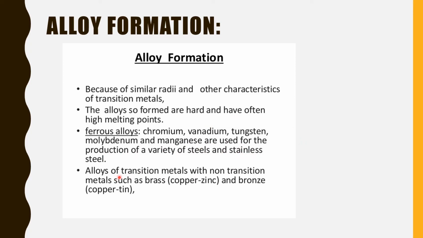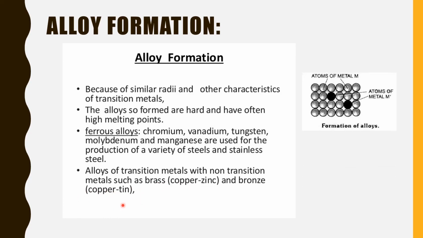And alloys of transition metals with non-transition metals such as brass, which consists of copper and zinc, and bronze, which consists of copper and tin. These are the alloy formations. And then see this picture, the formation of alloys. An atom of metal and an atom of metal M combine to form alloys.